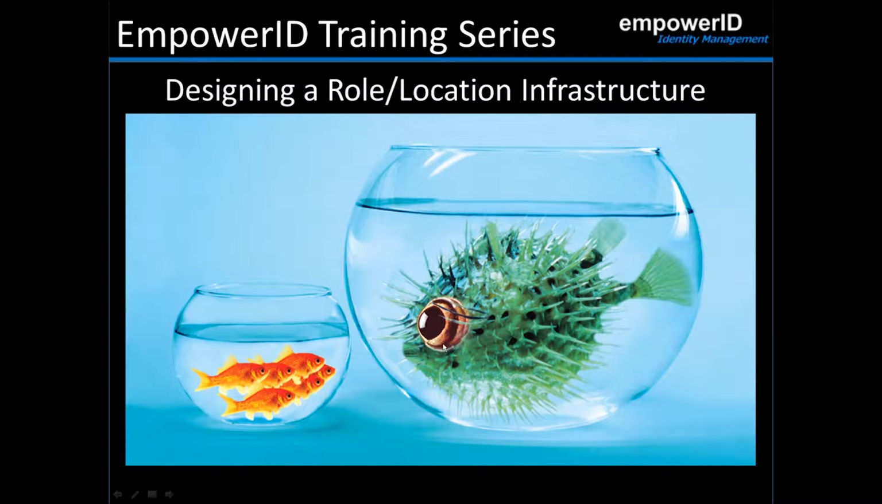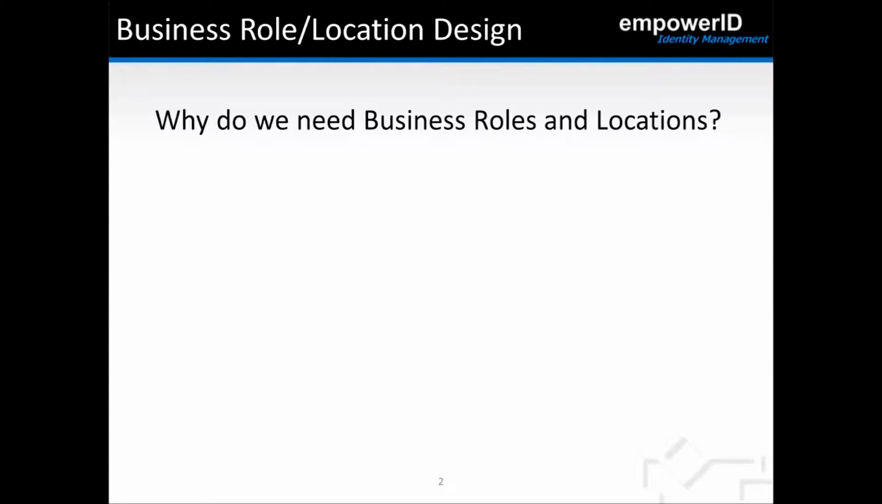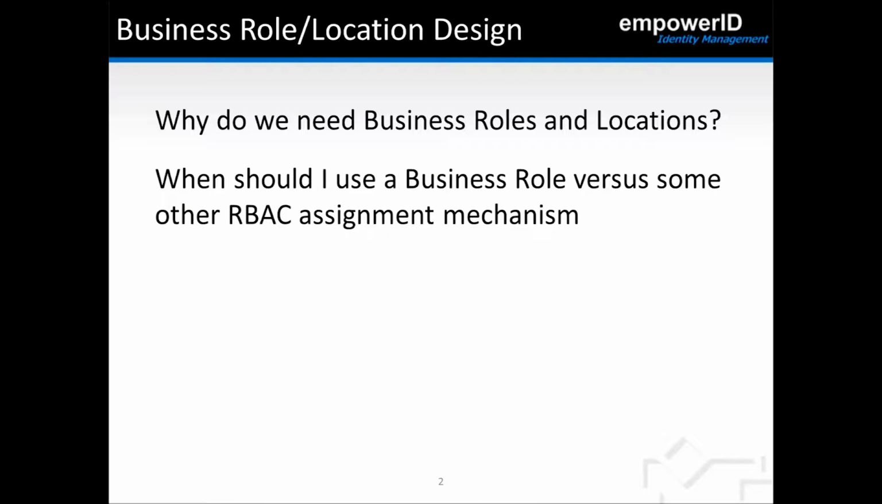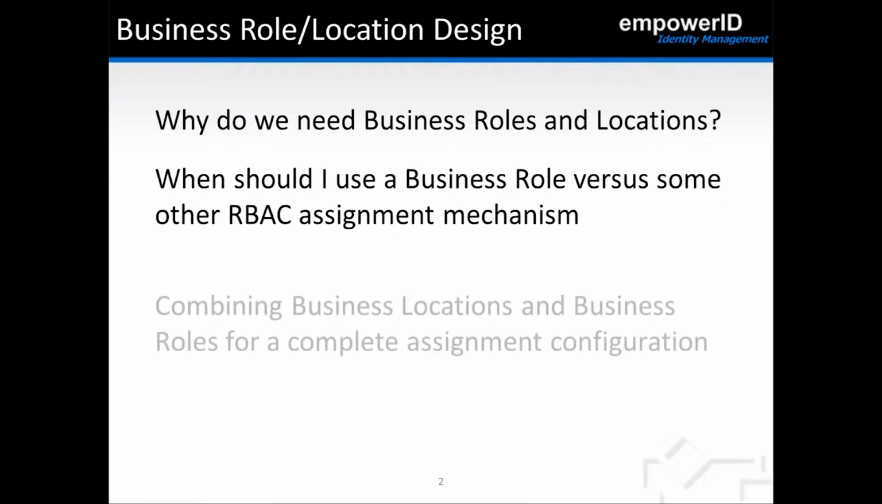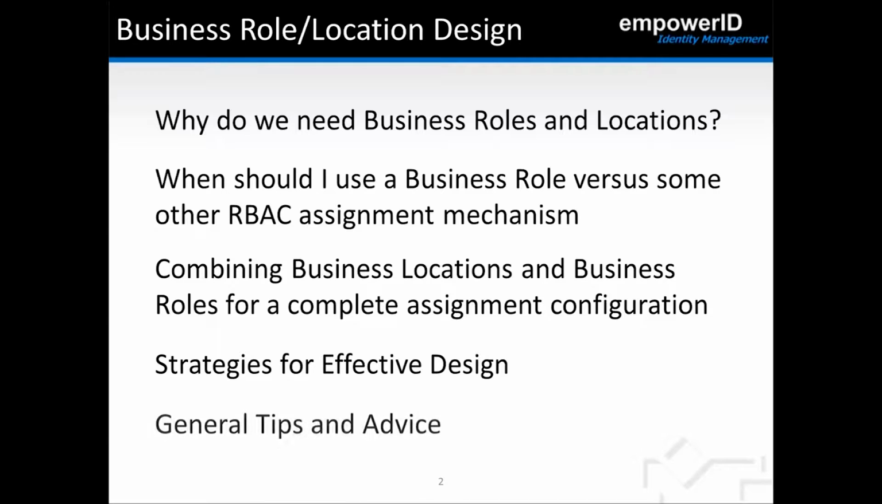This video will focus on designing a role and location infrastructure. So why do we need business roles and locations? When should I use a business role versus some other RBAC assignment mechanism? Combining business locations and business roles for a complete assignment configuration. What are some of the strategies for an effective design of a business role and location structure? And what are some general tips and advice that I can give?